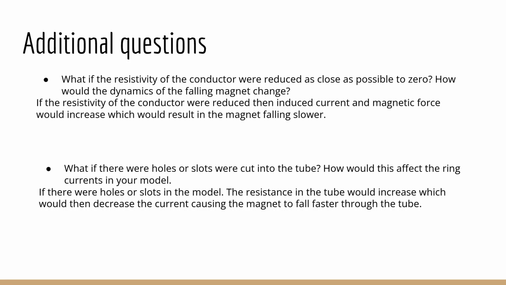What if there were holes or slots cut into the tube? How will this affect the induced currents in your model? If there were holes or slots in the tube, the resistance of the tube would increase, which would then decrease the current, causing the magnet to fall faster through the tube.